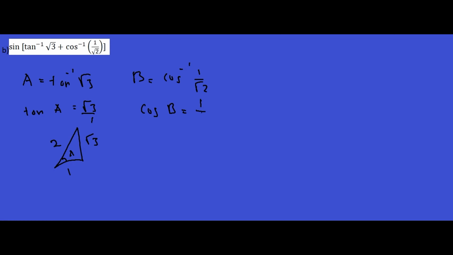Bring the cosine to the opposite side. We make a triangle: adjacent over hypotenuse, which is 1. Okay. So we replace the trig function with the respective letter, A plus B. So sine of A plus B is sine A cos B plus sine B cos A.